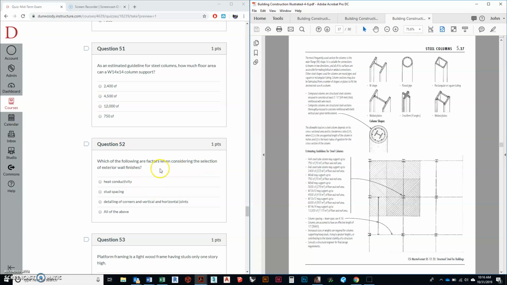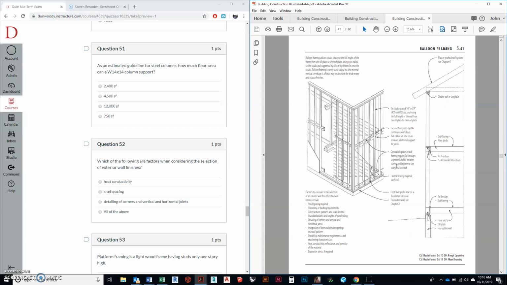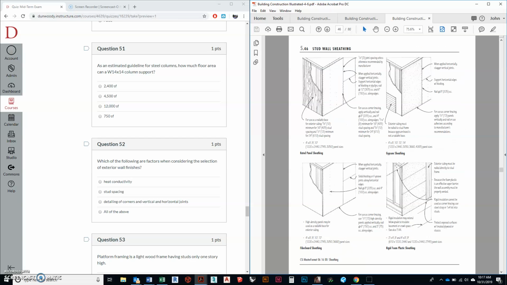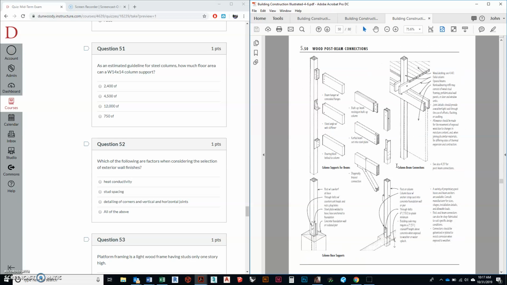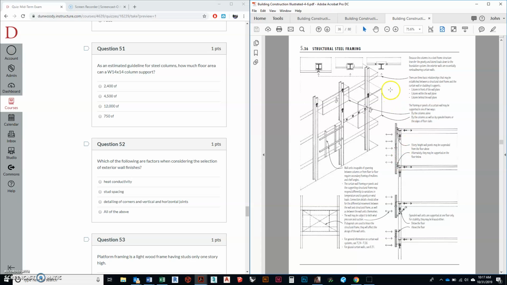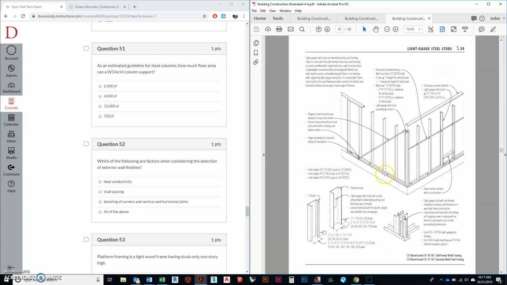Here we go. Which of the following factors when considering the selection of exterior wall finishes? So we get into exterior wall finishes. So we're looking at light gauge steel frame, there's some balloon framing, platform framing, wood framing, sheathing, wood columns. So, obviously we missed it, right? So, we may want to just keep looking into here and seeing what are those factors when we look at exterior finish materials. And the answer on this one should be all of the above. So just make sure you read through these carefully.